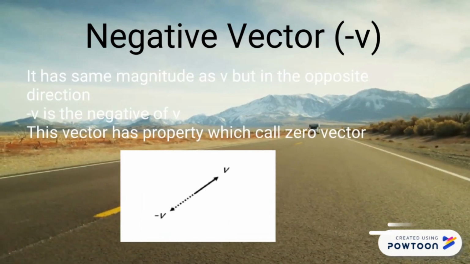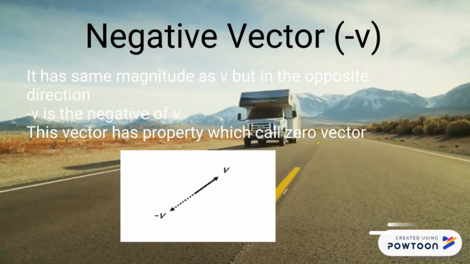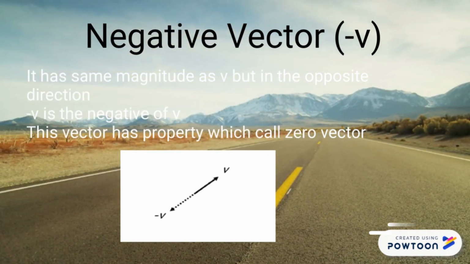What is negative vector, minus v? In this picture, it has the same magnitude as v, but in the opposite direction. Negative v is the negative of v. This vector has properties which are called the zero vector. In this picture, we can see v and minus v have the same magnitude, but opposite direction.